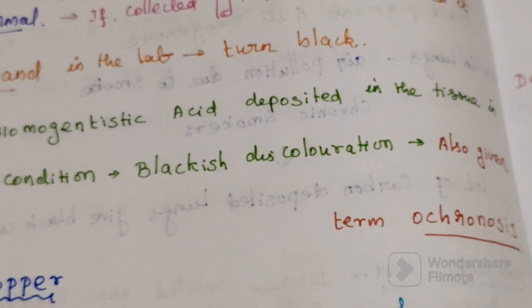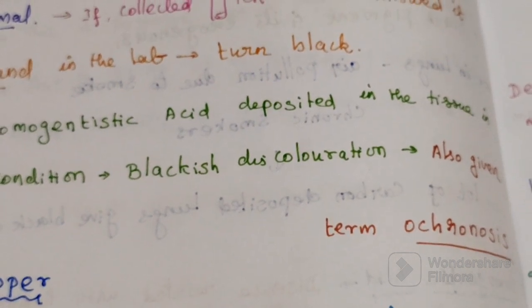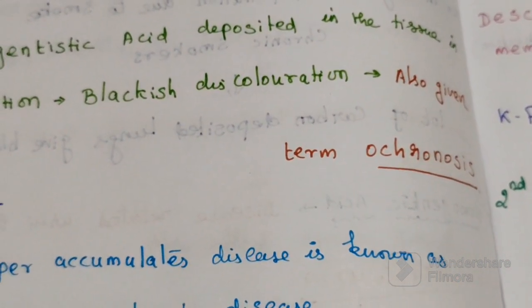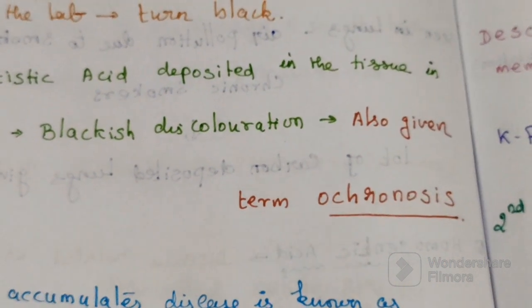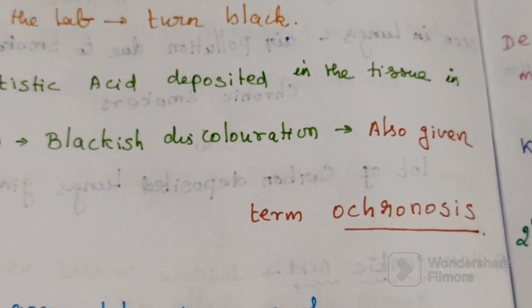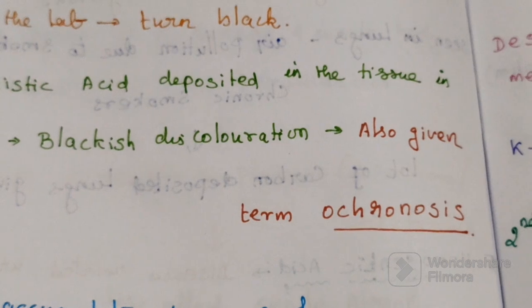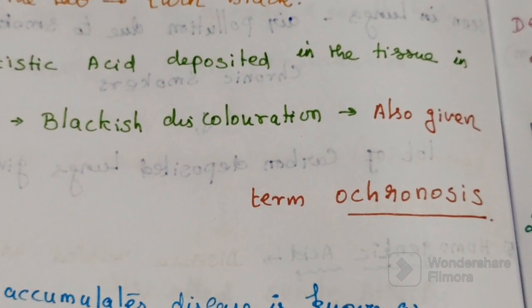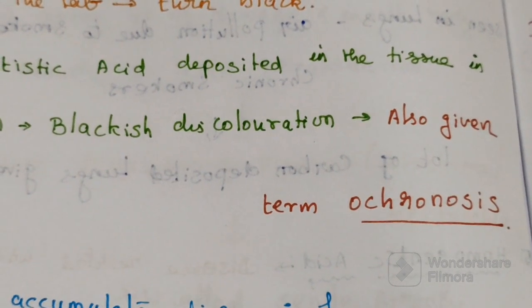When homogentisic acid gets deposited in the tissue, it has the name ochronosis. When it is deposited in the tissue, it is called ochronosis.